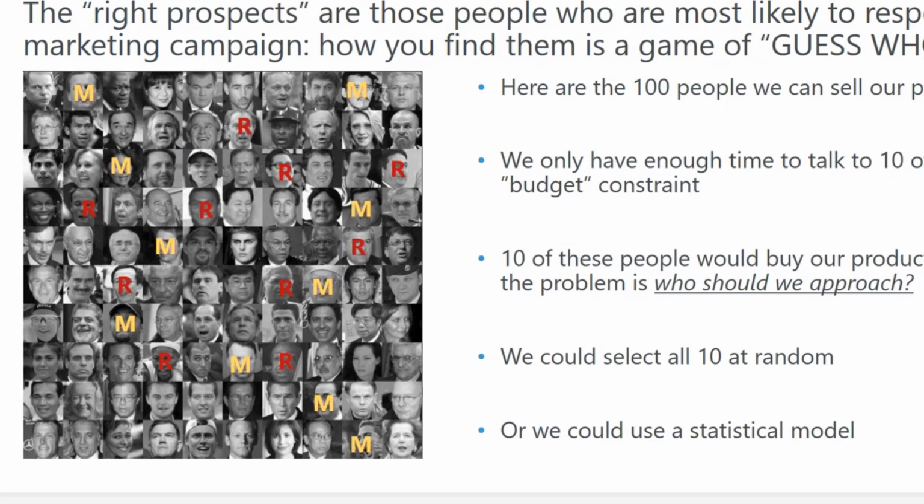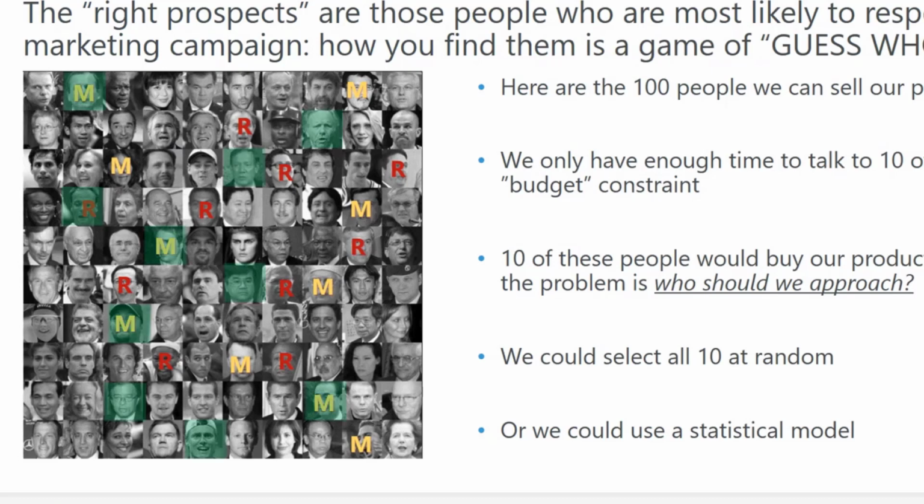Or you could use a statistical model that assigns everyone at that conference a probability to be the real buyer. Now, how do you use this model? Well, you give everybody a probability score, and then you would select the 10 people that have the highest probability scores, and those are the people that you would approach and give your pitch to.